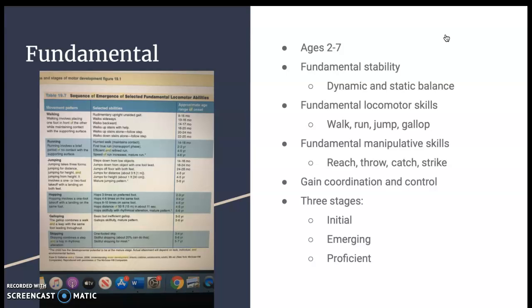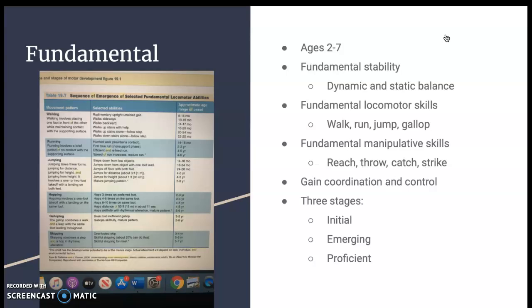Typically 2 and 3-year-olds are in this stage, and that's the initial stage. And then we have emerging, where you find 3 to 5-year-olds, and that's where they begin to gain more coordination and control. And then lastly is proficient, where your 6 to 7-year-olds are, and they're much more coordinated and efficient.